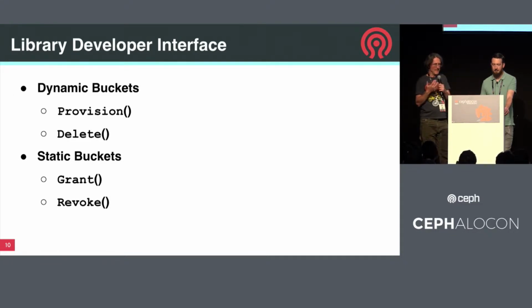And at the bottom, we have for existing buckets a way to grant access to a bucket through the library's method and take that access away. And now John will give you the next layer of detail. All right, thanks, Jeff.